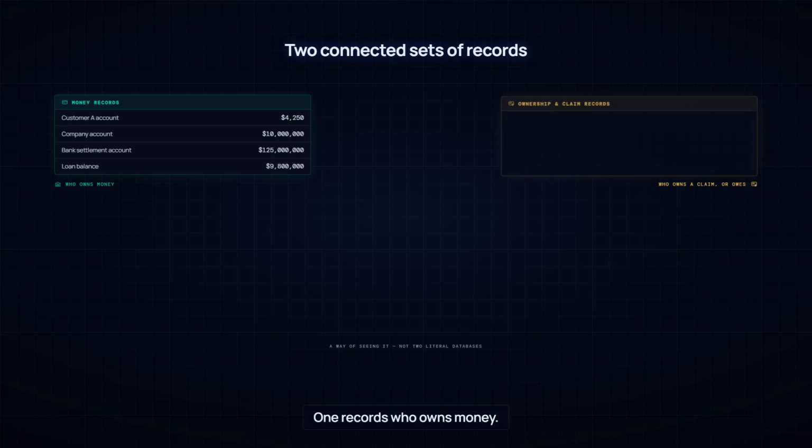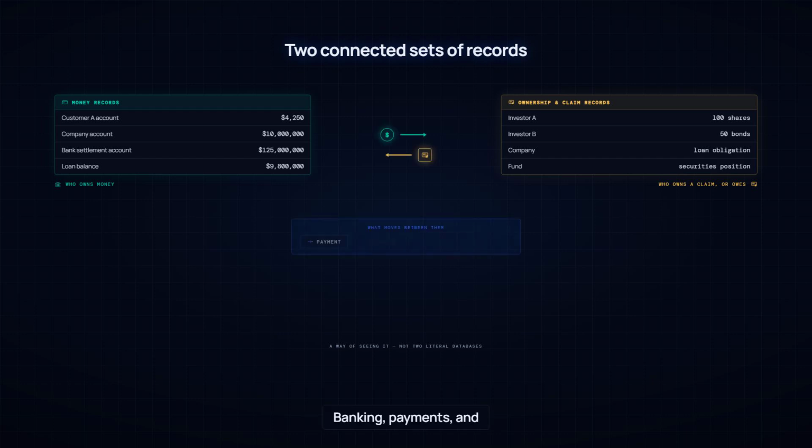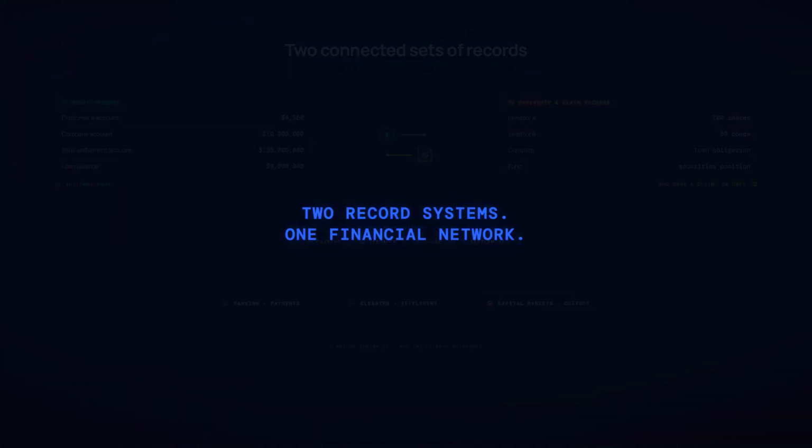A useful way to see the financial system is through two connected sets of records. One records who owns money. The other records who owns a financial asset or who owes money to whom. Banking, payments, and markets create, move, and update those records in different ways.